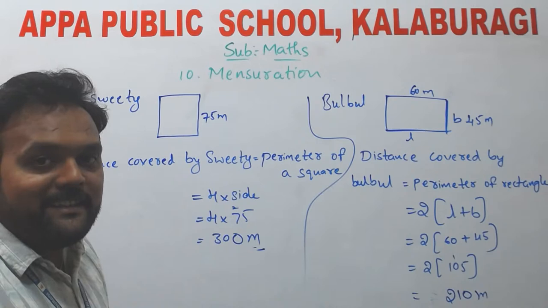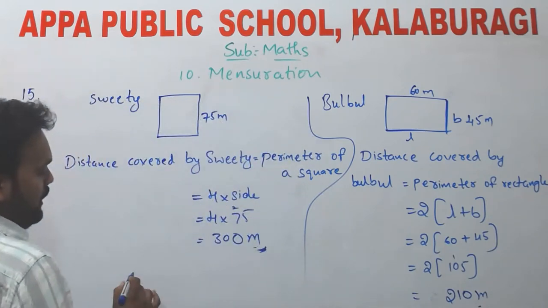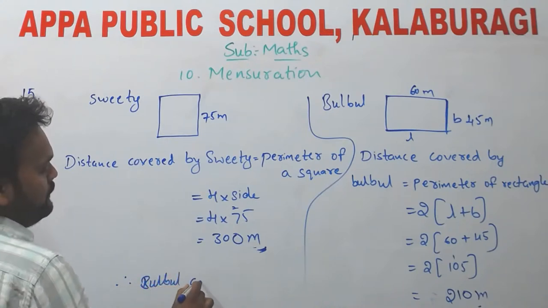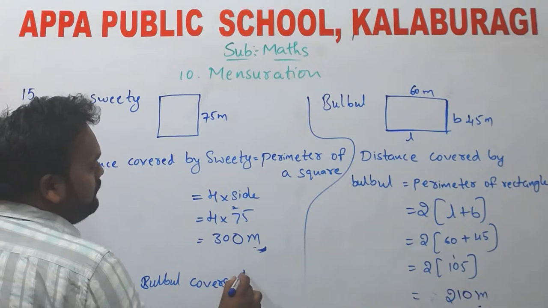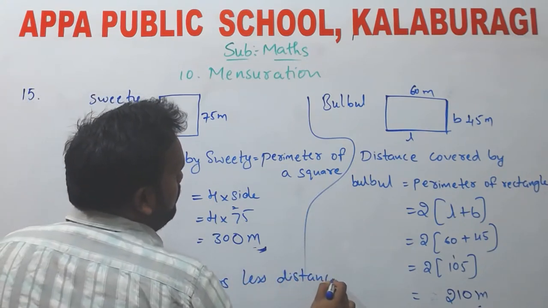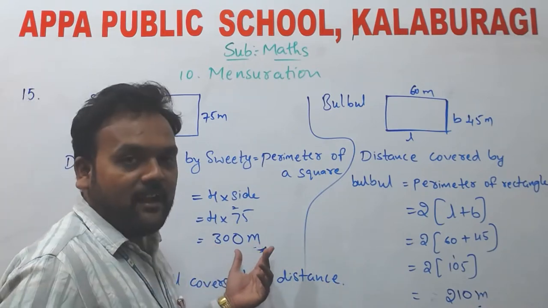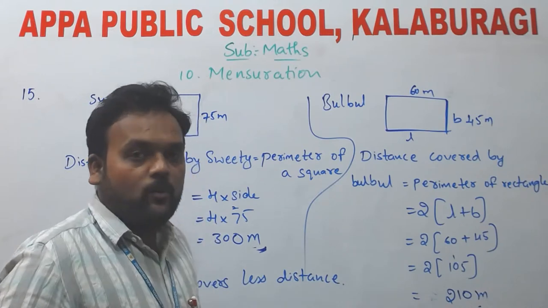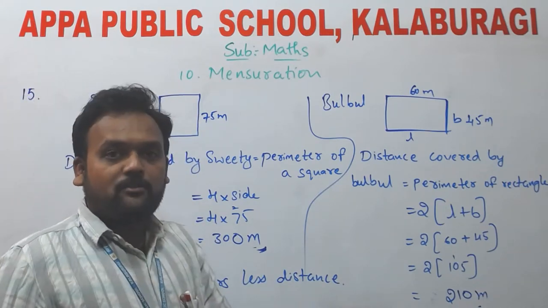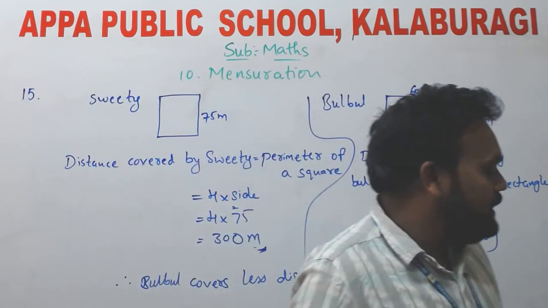Now they are asking who covers less distance. 300 meter is less or 210 meter is less? Therefore, bulbul covers less distance. Understood, students? Who covers less distance? See, sweetie is 300, bulbul is 210. Bulbul covers the less distance. Understood, students? See, this is about the 15th one. Yes.